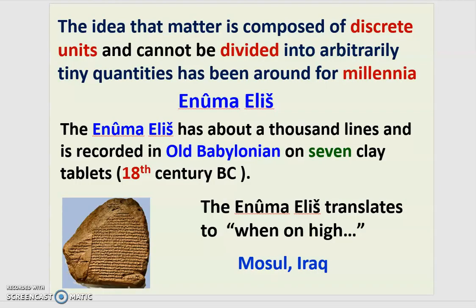So let's go back to history. The idea that matter is composed of discrete units, and this discrete unit is the most fundamental one, that they cannot be divided into arbitrarily tiny objects, can be traced back millennia ago. This is a clay tablet found in Iraq, from the 18th century BC. It has 1,000 lines recorded during the Old Babylonian time, which is actually about particles, that matter is made of discrete units.